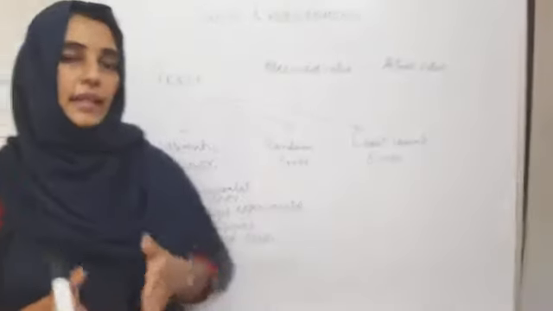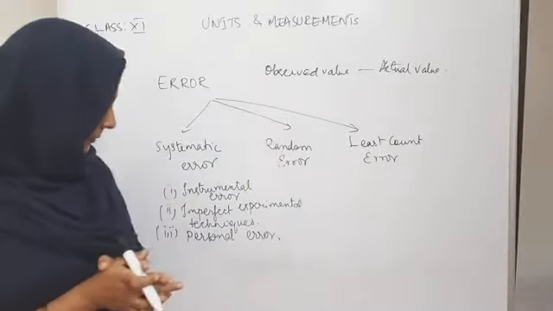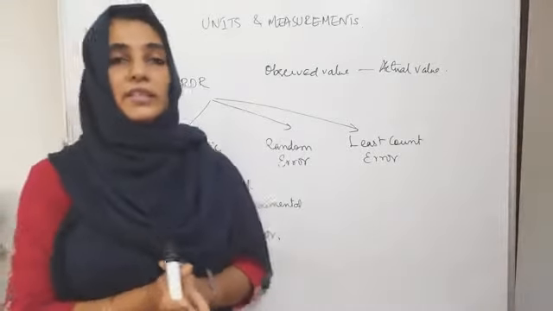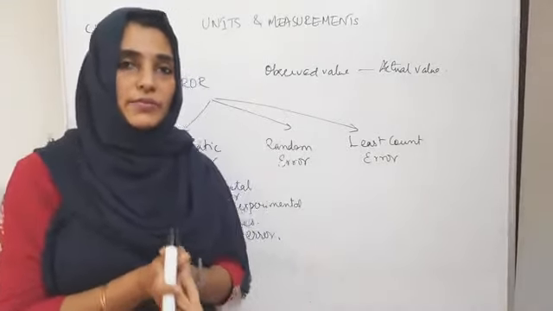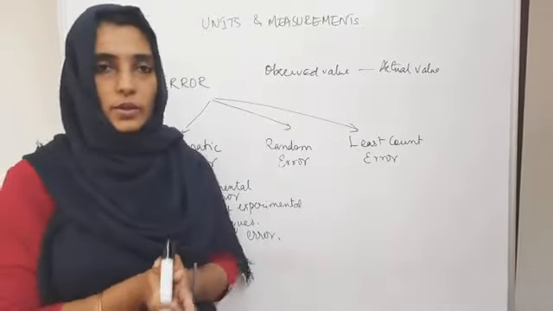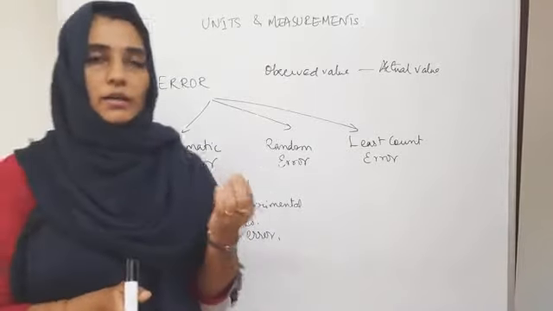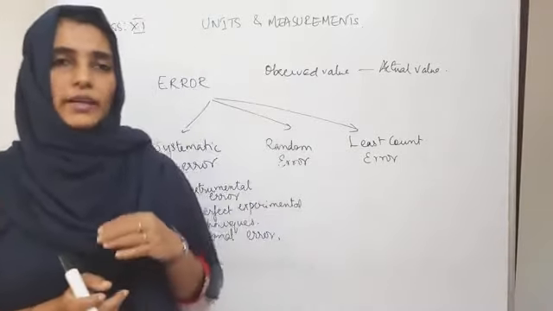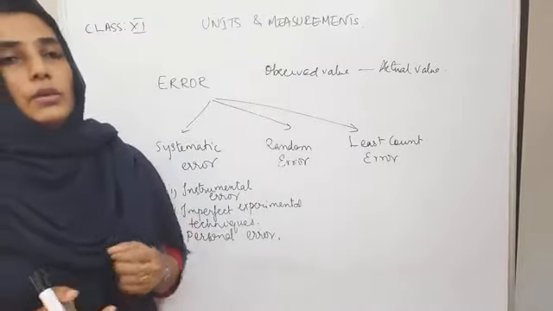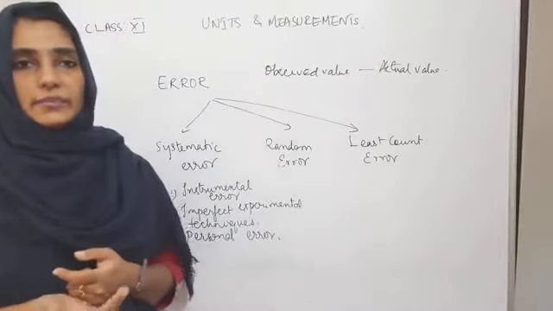Instrumental errors, as the name implies, are associated with the instrument or the device we use for measuring that observation. Instrumental errors occur due to any faulty instrument or any faulty design of the instrument. So we know that devices are calibrated. The devices may be calibrated.